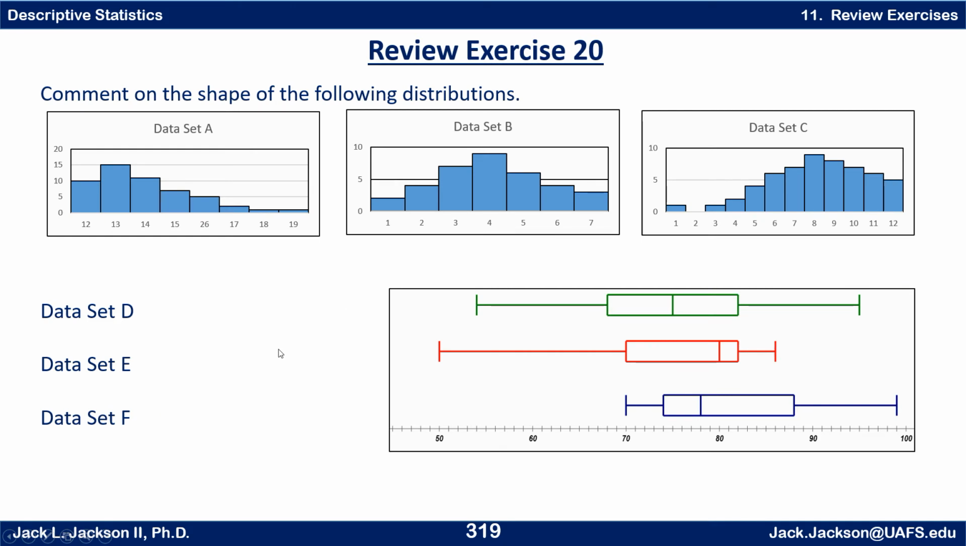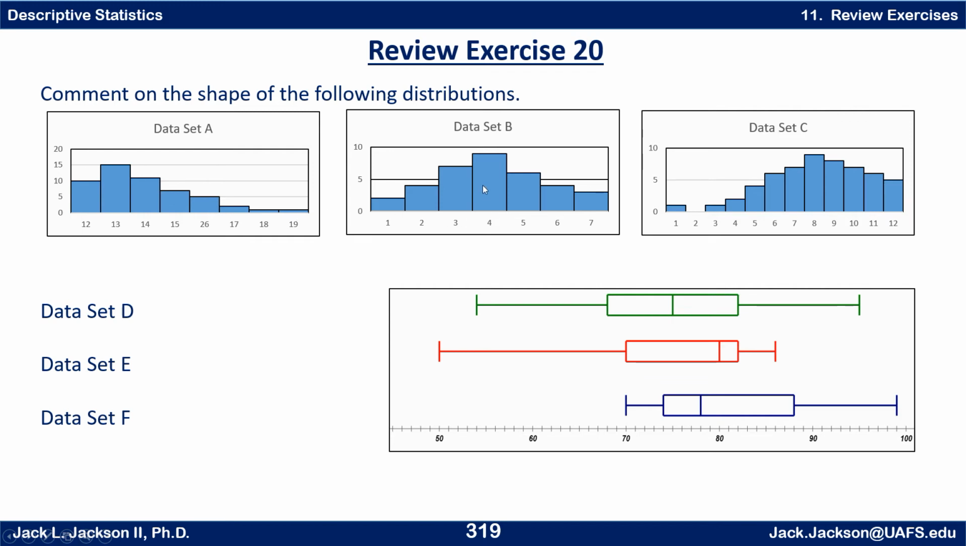All right, here we have 6 different distributions. 3 are given by histograms and 3 are given by box plots. Please comment on the shape of the following distributions. So in data set A, we see a bar at 12 going up to 10, then a bigger bar at 13, the next one's about 11, and the bars get shorter and shorter as we go on out, to the highest one being at 19, but only a height of 1.